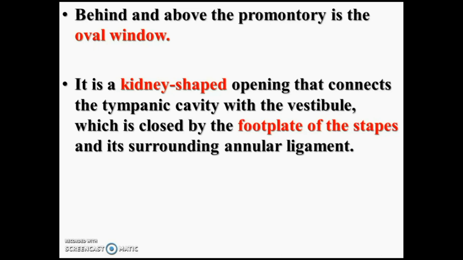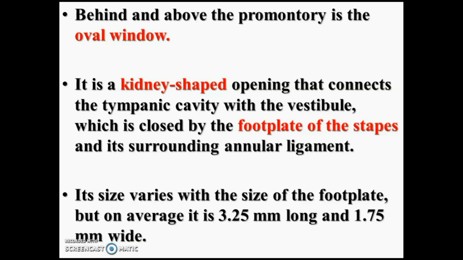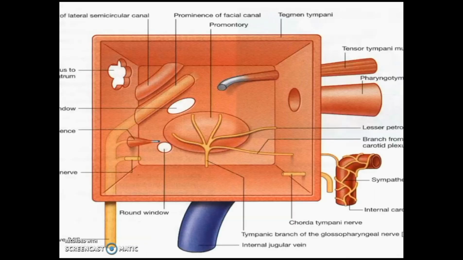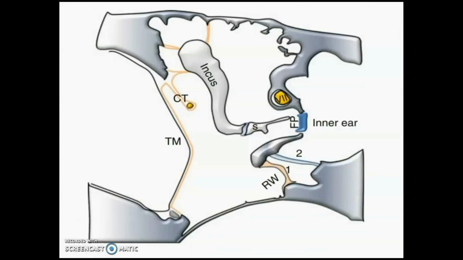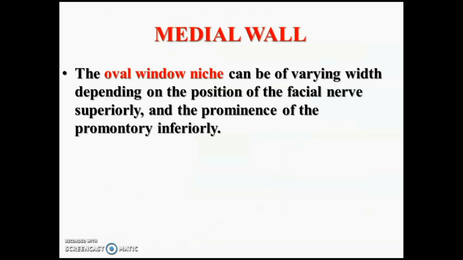So posterior superiorly you will see the oval window. It is a kidney shaped opening that connects the tympanic cavity with the vestibule, usually closed by the footplate of the stapes, surrounded by the annular ligament. You can see there the oval window, closed by the footplate of the stapes. This is the coronal section of the right middle ear. You can see the footplate of the stapes is closing that oval window, and below you are seeing a round window having two membranes, false and true membranes, 1 and 2. It acts as a decompressor for the oval window.